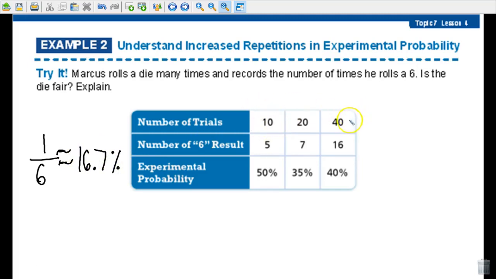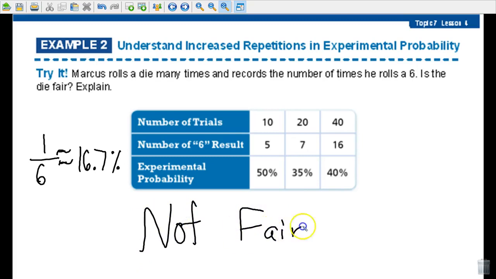So if we look at the number of trials, it keeps going up and up and up, okay? And then this is the amount of times he rolls a 6, and these are the experimental probability percentages, okay? Do you see any that are close to our 16.7% for a theoretical probability? You're right. No, not one close one. Therefore, this die is not fair. Not fair. Okay, and we're done with this try.